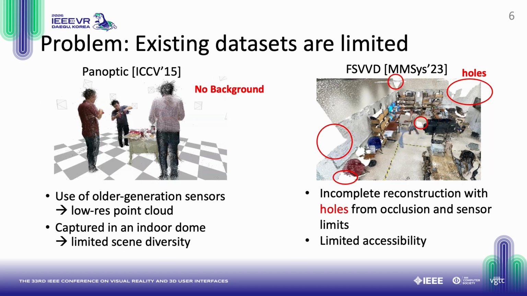So, there are datasets that attempt to capture more realistic human-object interactions, including background geometry. However, they still suffer from several important limitations in terms of capture quality and usability. For example, Panoptic uses relatively older sensor setups, which results in low resolution and sparse point clouds. Also, the data is captured in a controlled indoor dome environment, which significantly limits the diversity of scenes. On the other hand, datasets like FSVVD try to capture more realistic environments, but they often suffer from incomplete reconstruction, with noticeable holes caused by occlusions and sensor limitations.